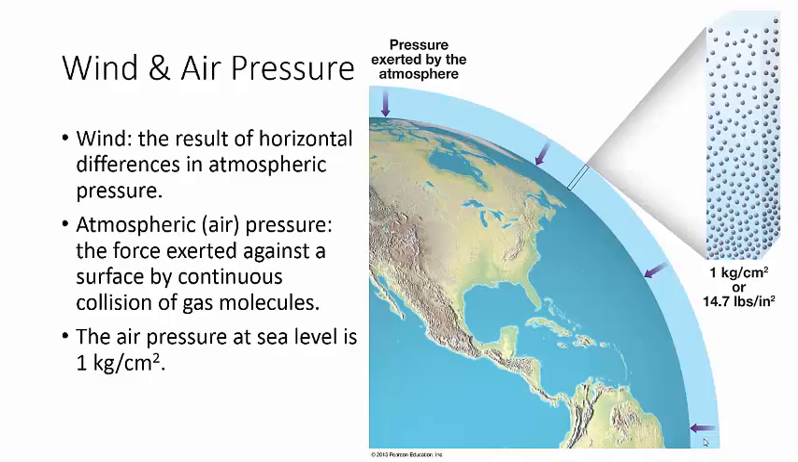Okay, so before I can get into the details of this stuff, you need to know the definitions. Wind is defined as the result of horizontal differences in atmospheric pressure. So horizontal differences, okay, I get that. In atmospheric pressure, wait, I thought this whole chapter was atmospheric pressure, so what does that mean?